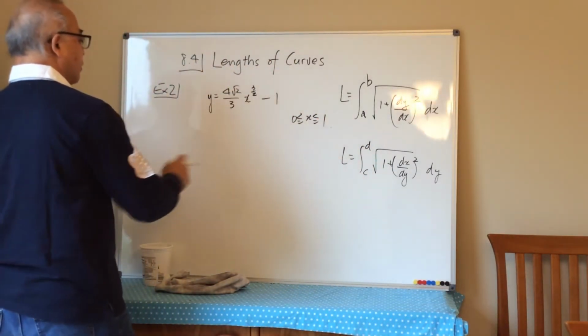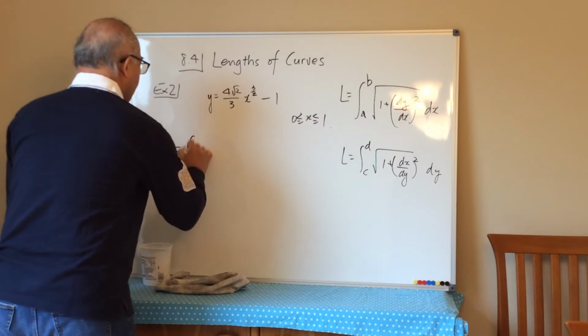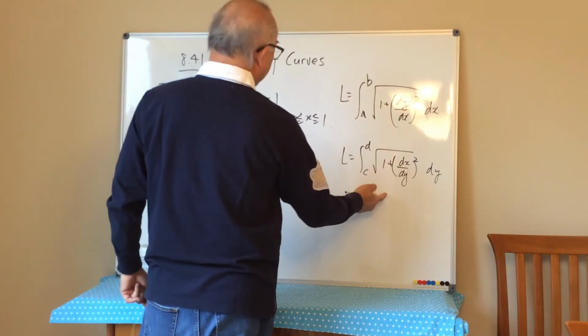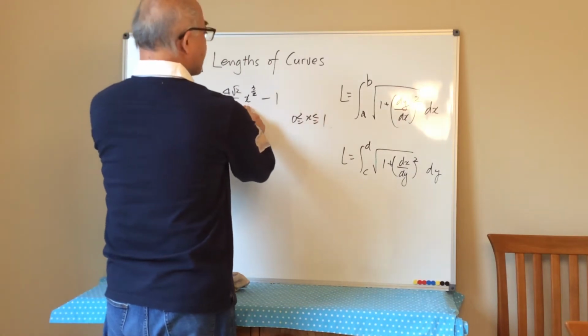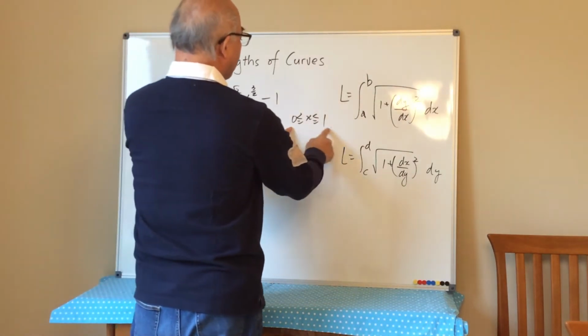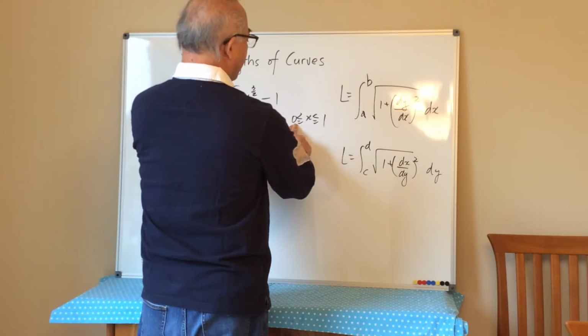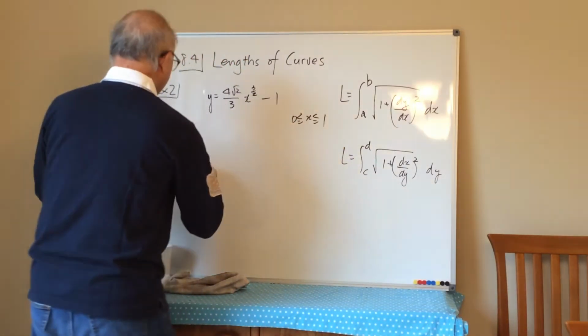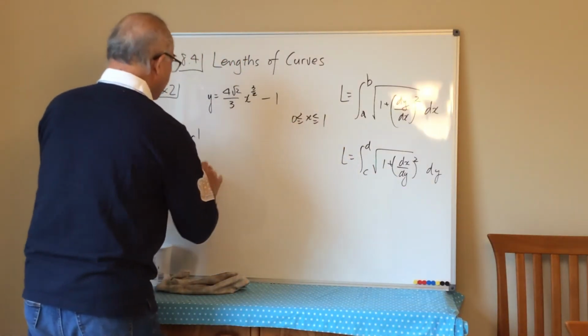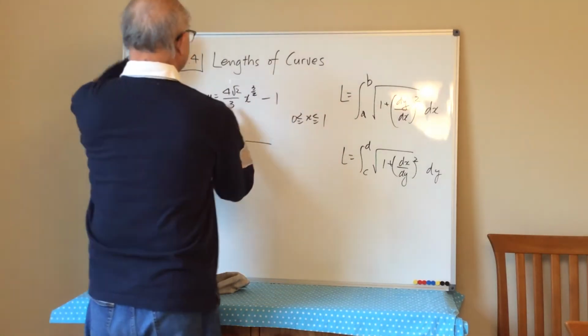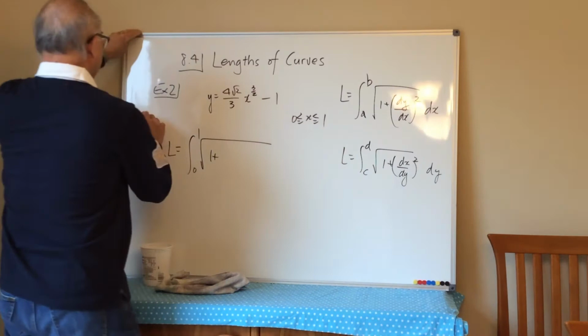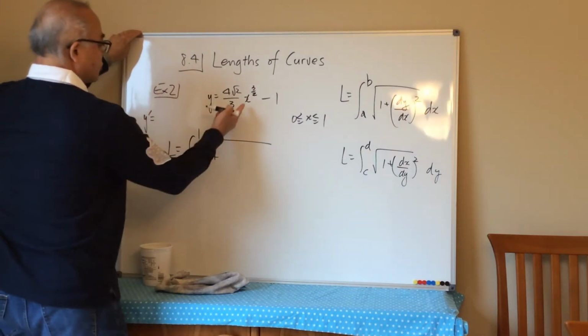So I'm going to use the top formula or the bottom? I want to use the top one because y is expressed in terms of x. Not only that, the boundary is given from x equal to 0 to 1. So I'm going to go from 0 to 1 of the square root of 1 plus, and I'm going to take the derivative of this. When I take the derivative, what do I get?